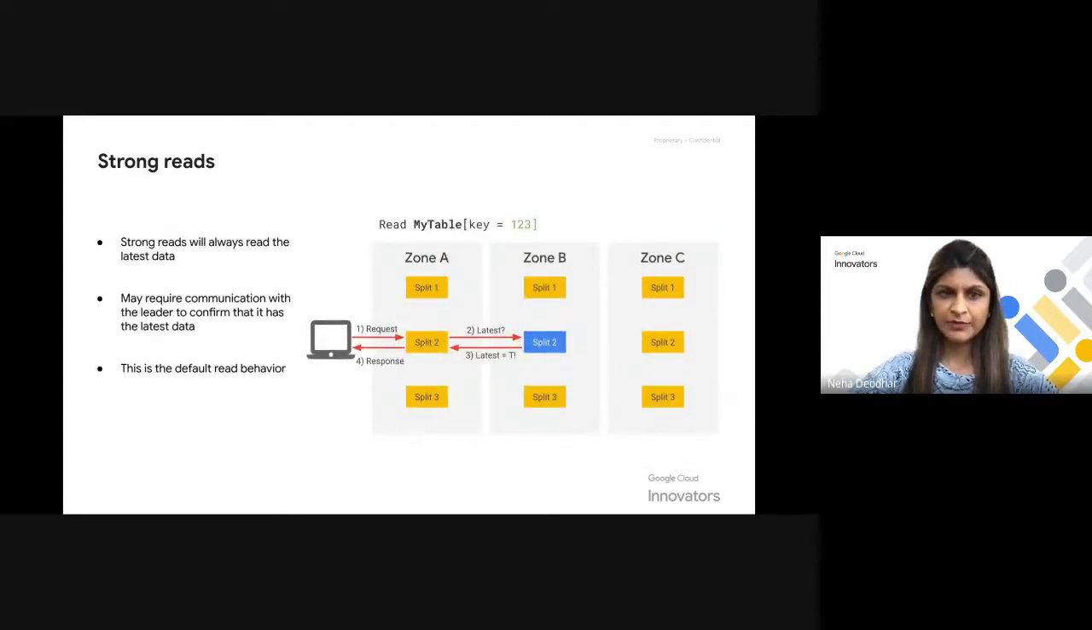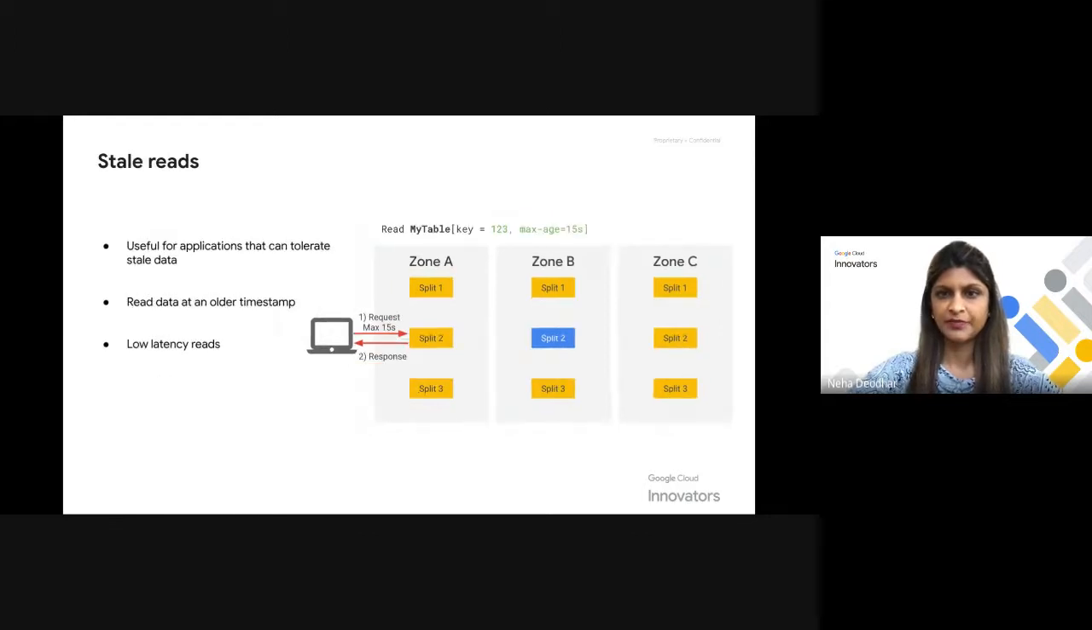Spanner supports two types of reads. The default is what we call a strong read. This will always read the latest data. However, it may require communication with the leader to confirm that it has the latest data. In a multi-regional configuration, if the leader is in a different region than the replica that you're reading from, then your application might see higher latency due to the cross-region communication.